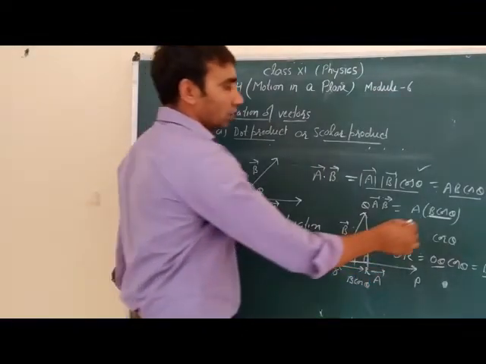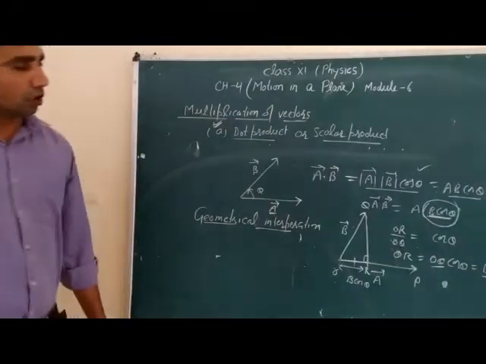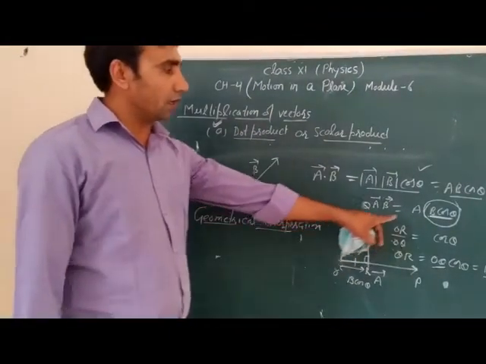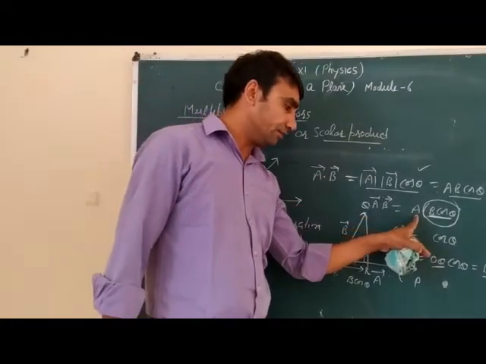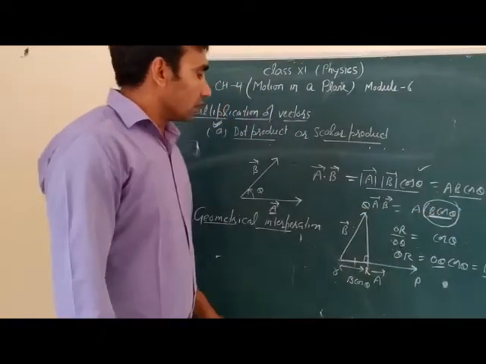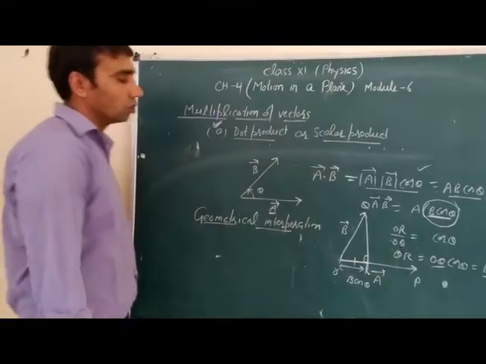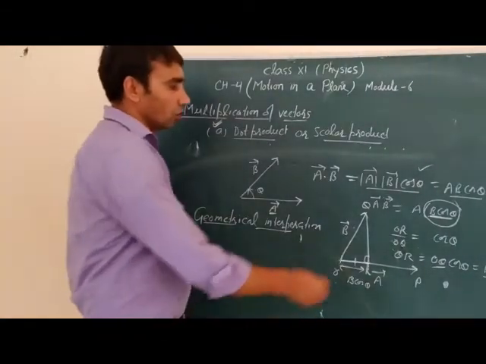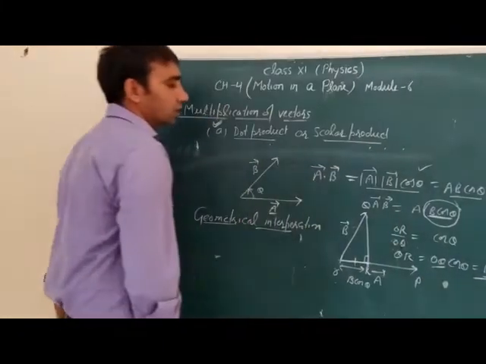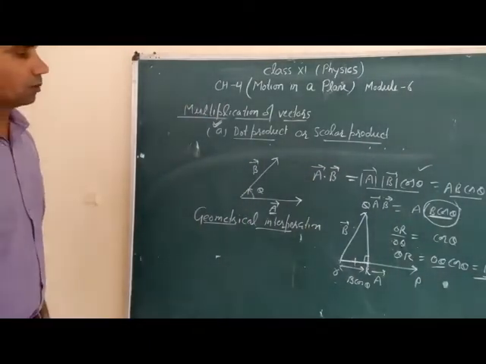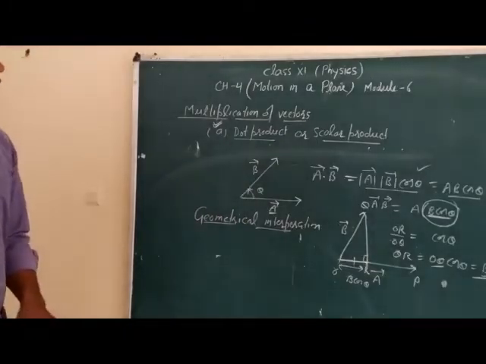So the dot product can be defined as the magnitude of vector A multiplied by B cos theta, the projection of vector B in the direction of vector A. That is, A dot B is equal to A times B cos theta.